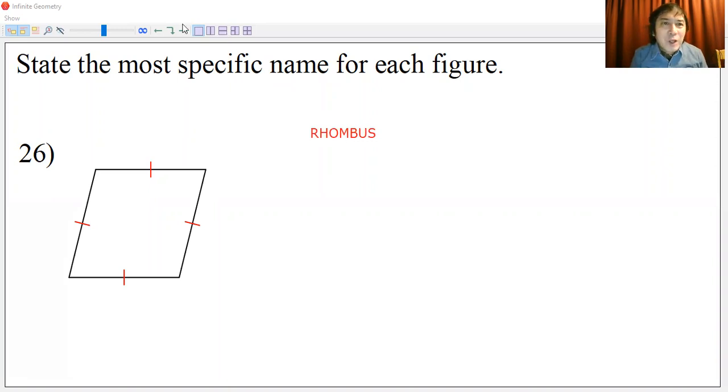All right, let's check and verify. Yes, it's the rhombus. Okay, all right. Check on the spelling. Okay, that one with the RHOMBUS. All right. Next, let's continue.